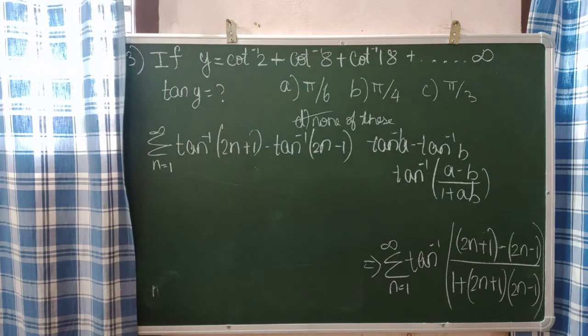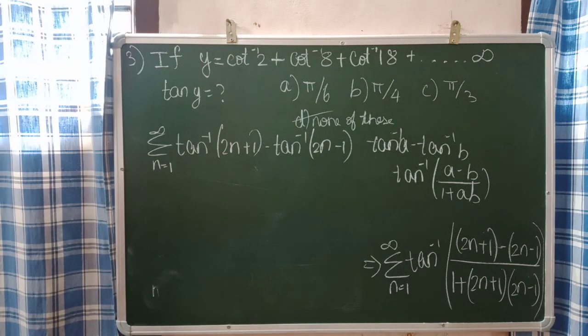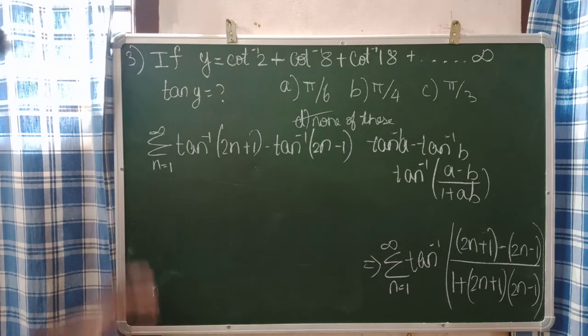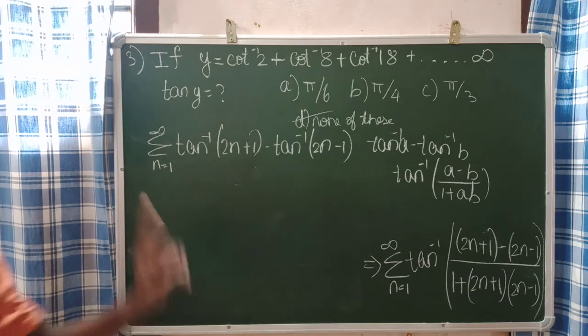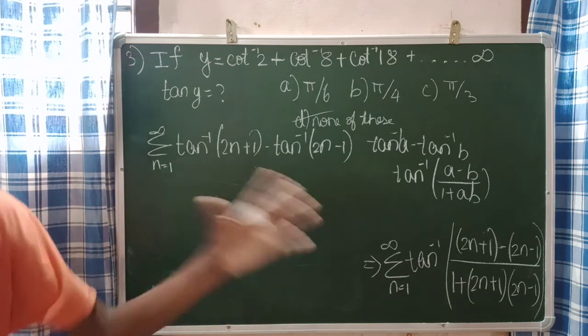So using that only, I am writing this summation, where your a is 2n plus 1 and b is 2n minus 1. Now I will take another choice because this is not writing properly. Now guys, try to expand the summation. That means put 1 in place of n, put 2 in place of n, next put 3 in place of n, and all the way up to infinity.